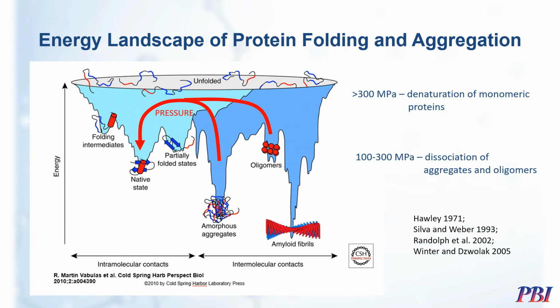Previous studies have shown that moderate high pressure of 100 to 300 megapascal is generally effective for the dissociation of protein oligomers and aggregates, while relatively higher pressure is needed to denature native monomeric protein structures. Pressure propagates through media with the speed of sound and affects every molecule in solution to the same extent. Thus, uniform refolding process could be achieved if chemistry surrounding the protein molecules is right.